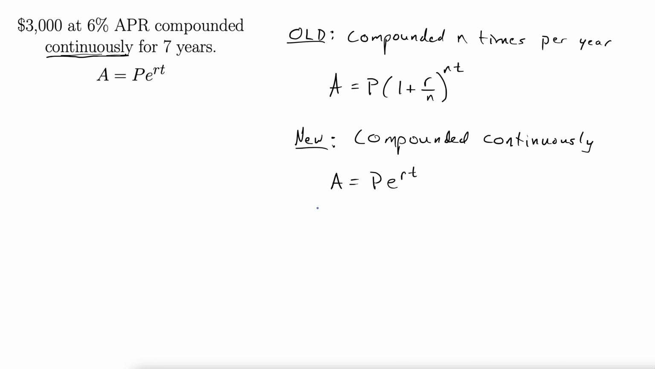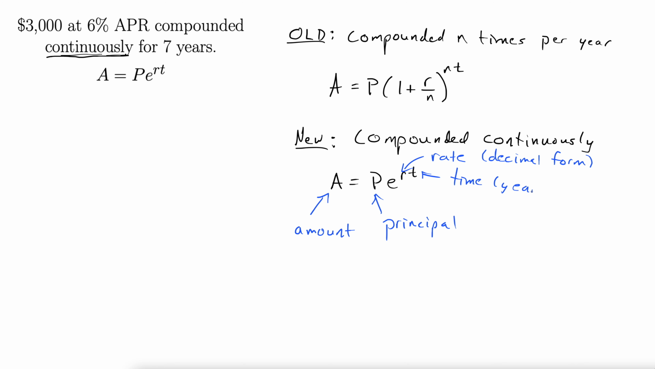Just to define the terms here, A is the amount, that's the current amount. P is the principal. Okay, that's how much was initially invested. R is the rate, make sure you put that in decimal form. Okay, and t, of course, is time. And that will be in years in almost all cases involving interest and money. So I'm just going to say years.